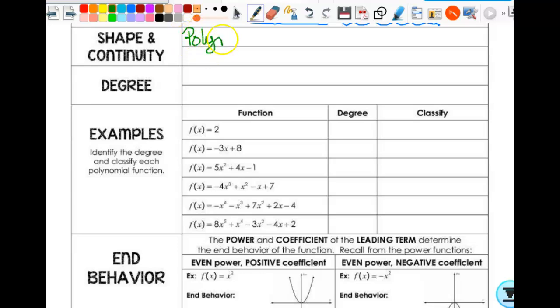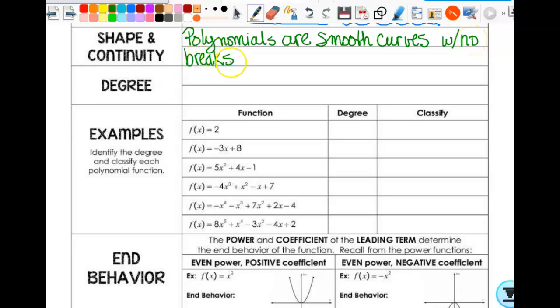All right, so some important things about polynomials are shape and continuity first. Polynomials are smooth curves. So far, that could be the square root function. It's a smooth curve, right? Smooth curve means what it says. There's no pointy anything, so definitely not something like the absolute value function. Smooth curves with no breaks, so we don't have any discontinuity. I can start at one end and trace the whole thing without picking up my pencil.